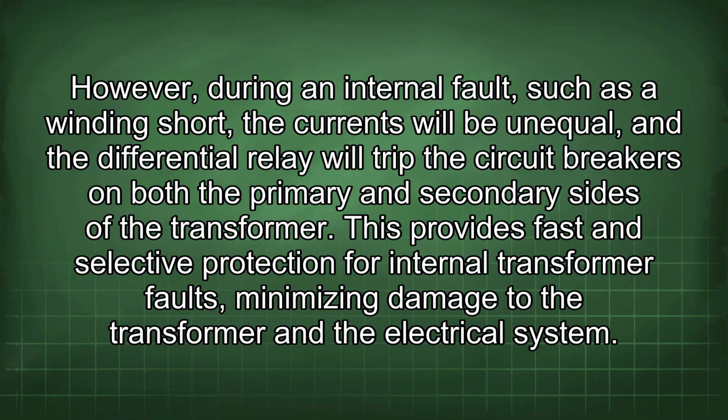However, during an internal fault, such as a winding short, the currents will be unequal and the differential relay will trip the circuit breakers on both the primary and secondary sides of the transformer. This provides fast and selective protection for internal transformer faults, minimizing damage to the transformer and the electrical system.